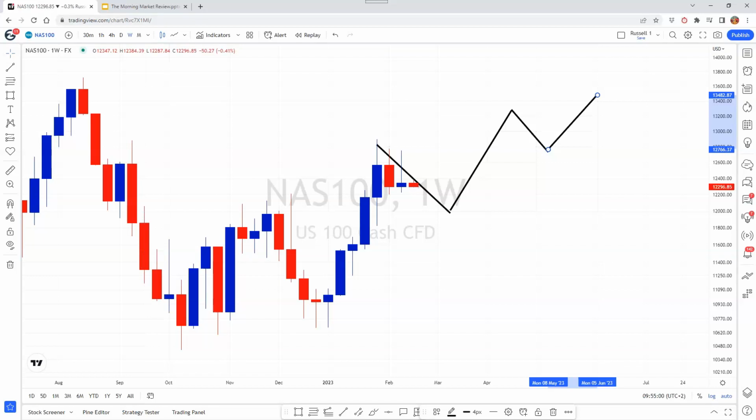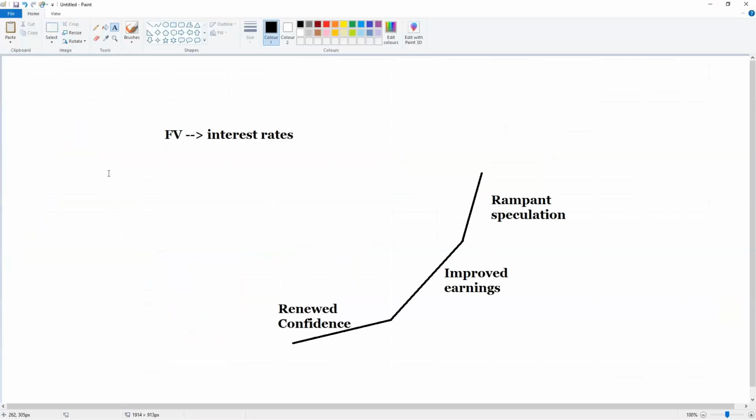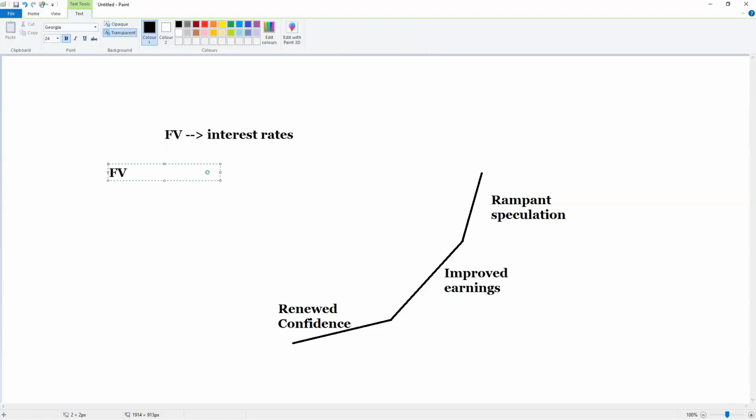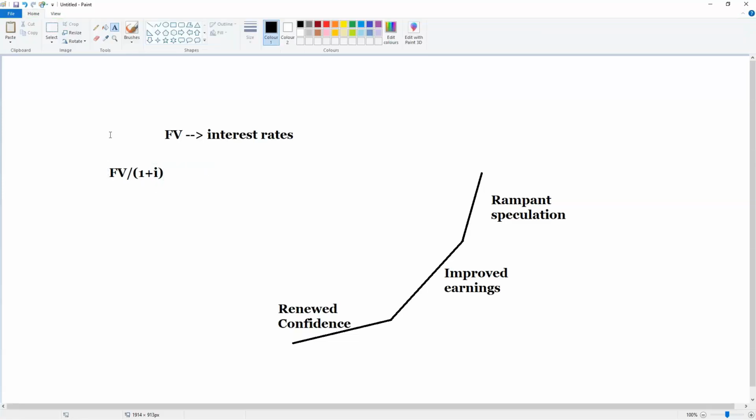So I just want to put everything together now, and then we'll conclude. We've got this formula. It's a very important formula. It's future value divided by 1 plus interest. And if we really wanted to, we can put in the time, but we'll leave that out. And what happens is there's an interplay between future value and interest.